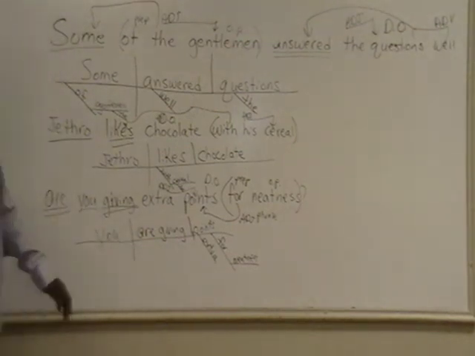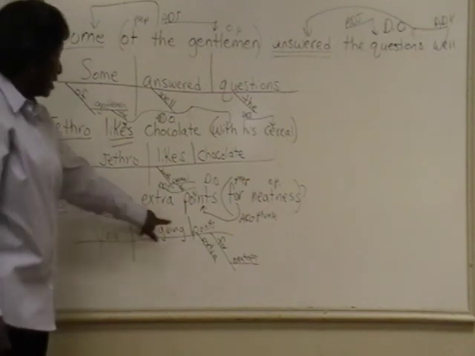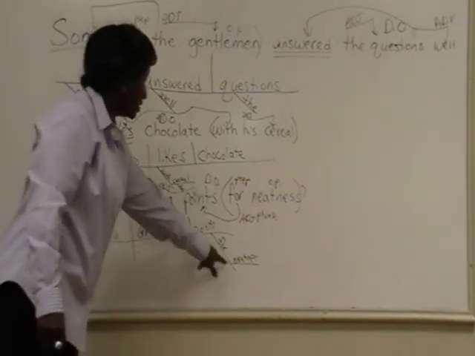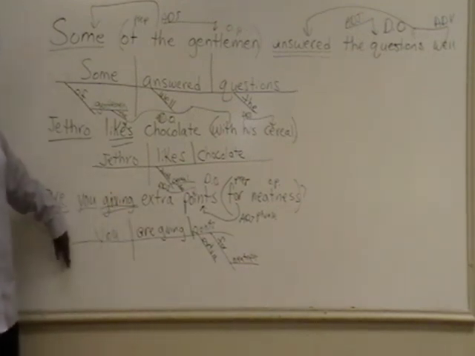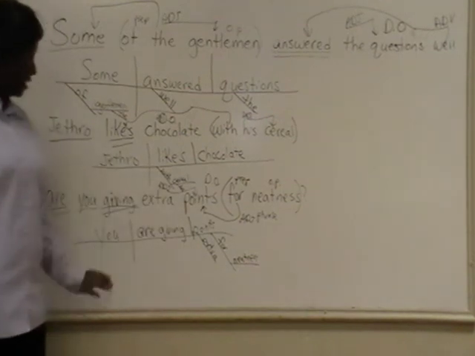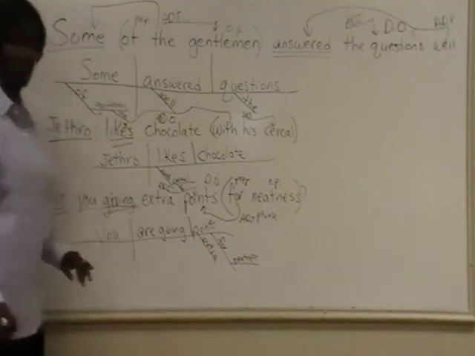So do we have every word in here? You got "are," "you," "giving," "extra points for neatness." So every word is there. And remember that when you have your complete subject on this side, complete predicate on this side, everything on this side has to do with your subject, everything on this side has to do with your predicate.